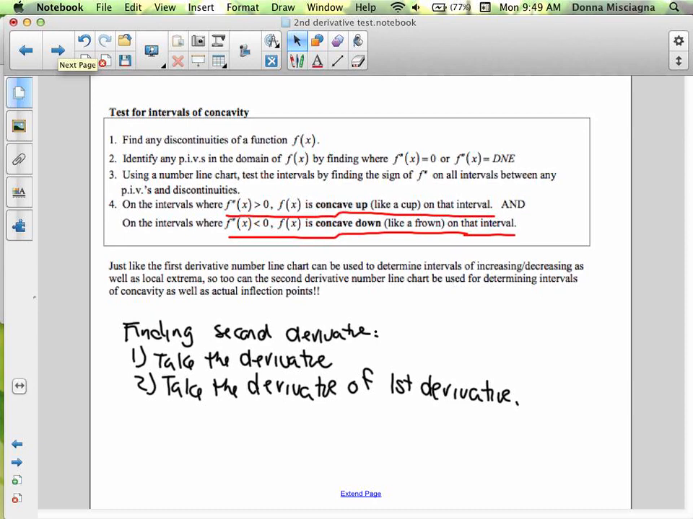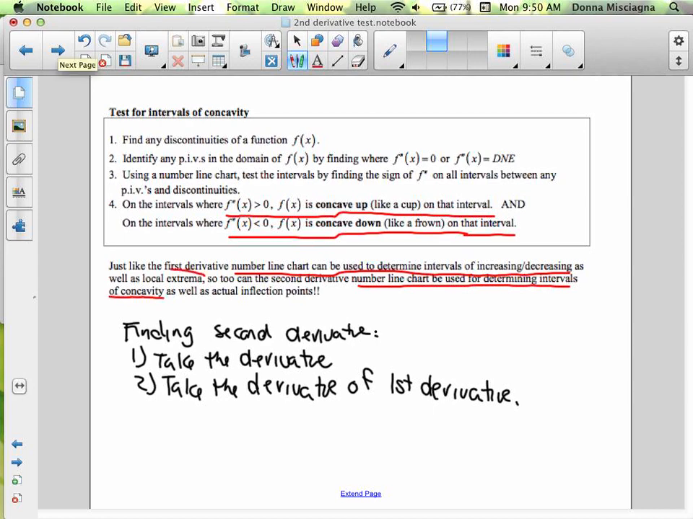All right, and then just like the first derivative, a number line chart can be used to determine intervals of increasing and decreasing as well as local extrema. So we'll underline that too. A number line chart can be used to determine intervals of increasing and decreasing and changes in concavity. Right? So we can find local extrema using a number line and our sign chart, and we can find inflection points.